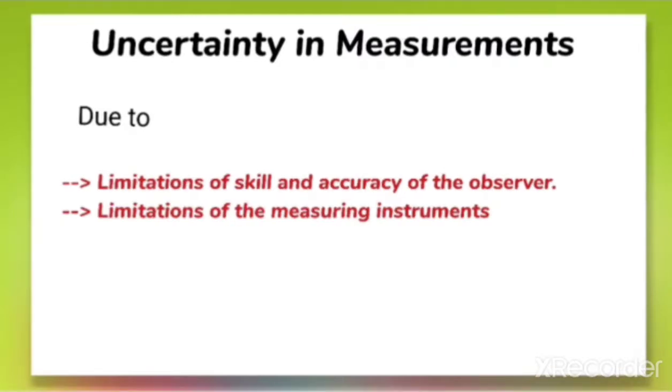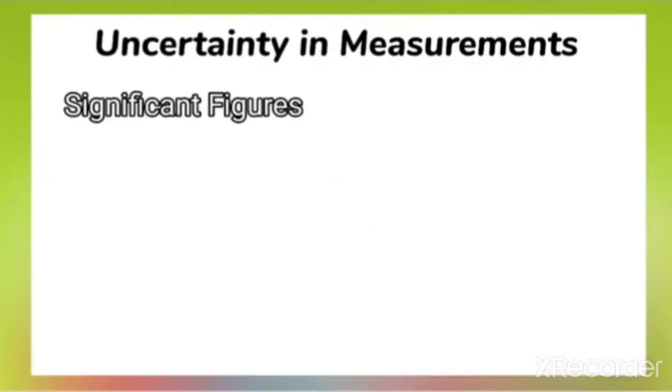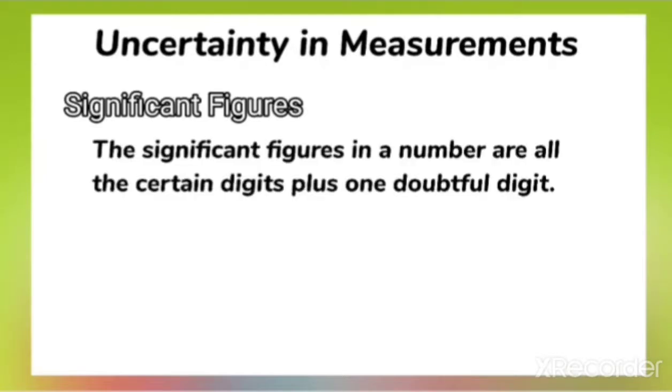So, in order to avoid the uncertainty in the measurement, a new concept is known, which is known as significant figures or significant digits. Let us discuss what significant figures are. It can be defined as: the significant figures in a number are all the certain digits plus one doubtful digit. Now what does this definition mean? Let us discuss this with an example of a measurement.